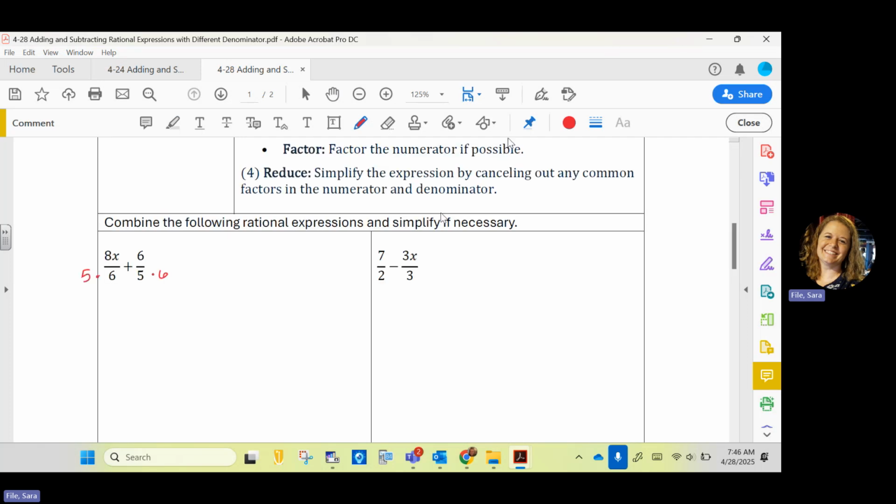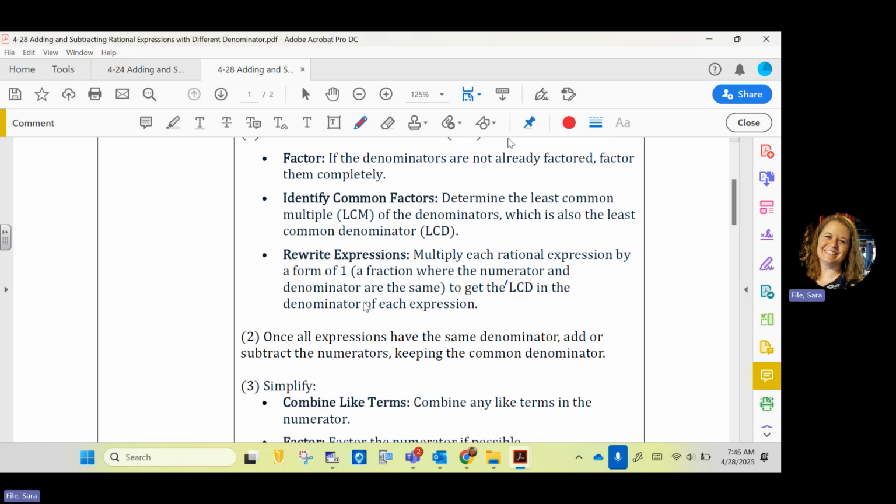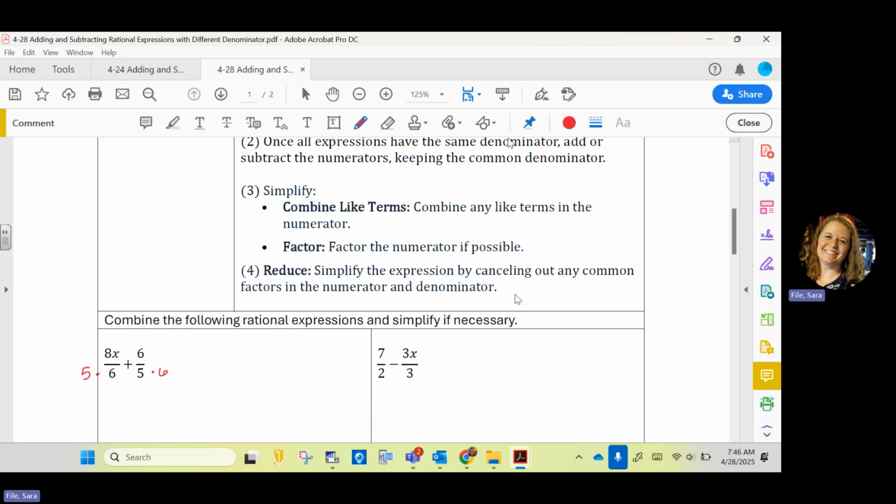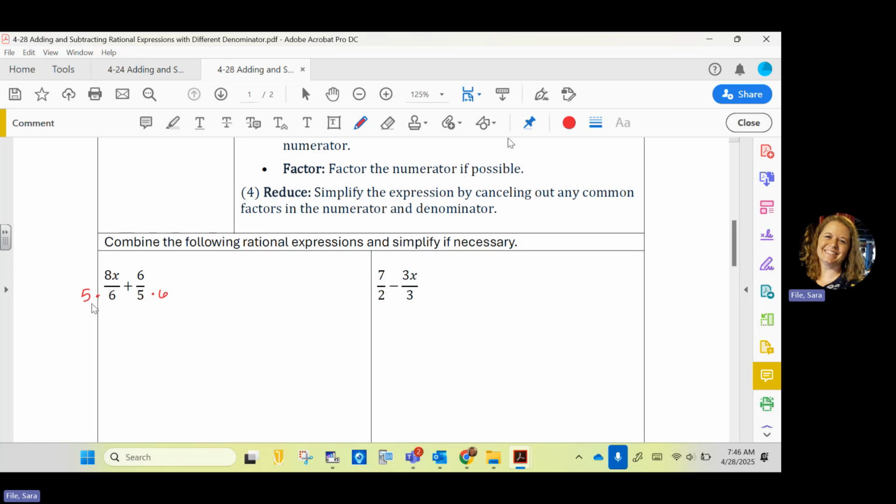Now, what this was saying up here, which maybe sounded confusing, is you multiply each rational expression by a form of 1, a fraction where the numerator and the denominator are the same. So we're not just going to multiply the denominator by 5 here. We have to multiply the numerator by 5 as well. 5 over 5 is just 1. So multiplying this by 1 doesn't really change the value. It's like changing a 1/2 to a 2/4. It's still equivalent. It's just not reduced. Does that make sense?